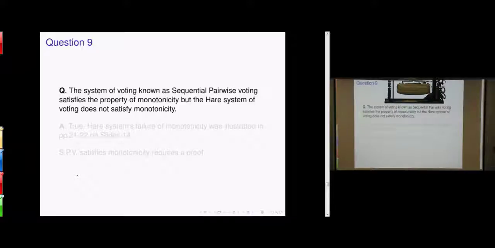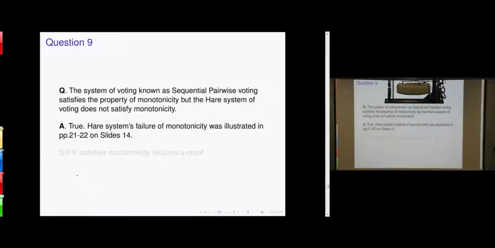So here, this is interesting. The system of voting known as SPV, sequential pairwise voting, satisfies the property of monotonicity, but the Hare system of voting does not satisfy monotonicity. Okay. So monotonicity is a property of the voting method, right? So we are saying that one satisfies monotonicity, the other one fails. I think it turns out to be true.